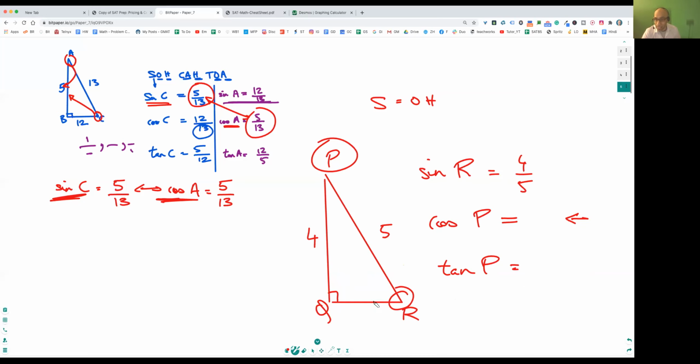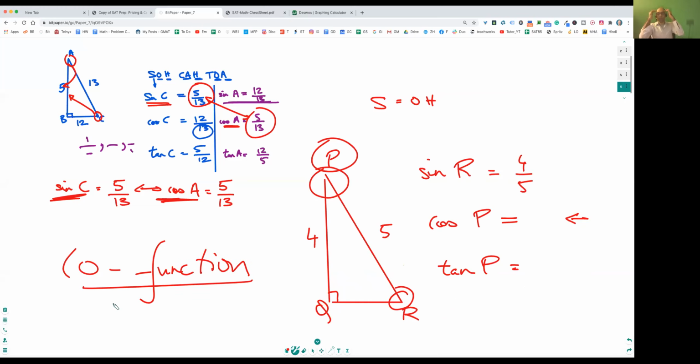So now most of you know that this guy's sine is that guy's cosine, and in the same way, this guy's cosine is that guy's sine. So that's called the co-function property. Don't forget this. Just remember it. It just takes 20 seconds to remember this.